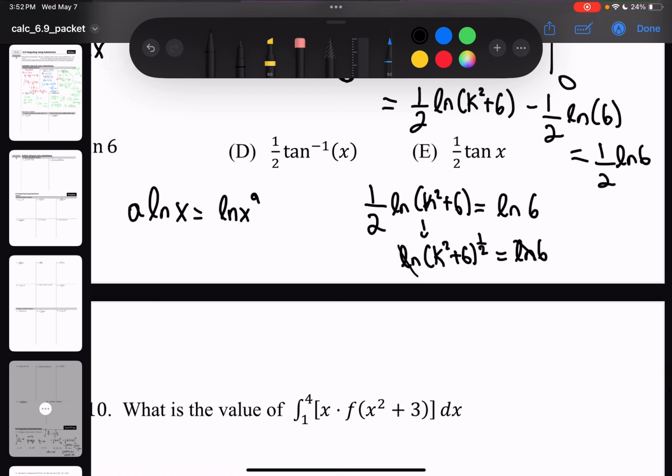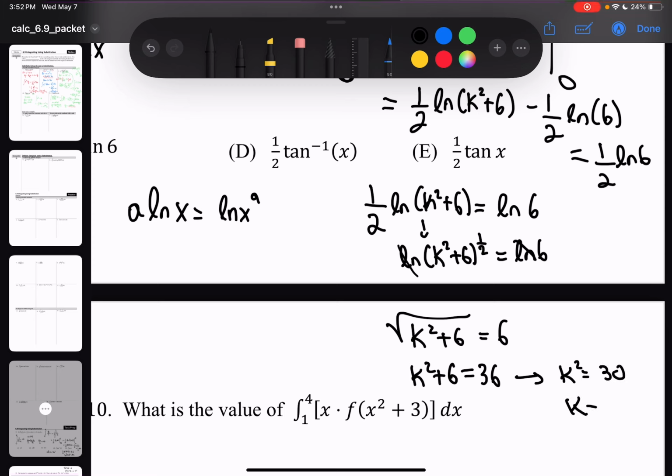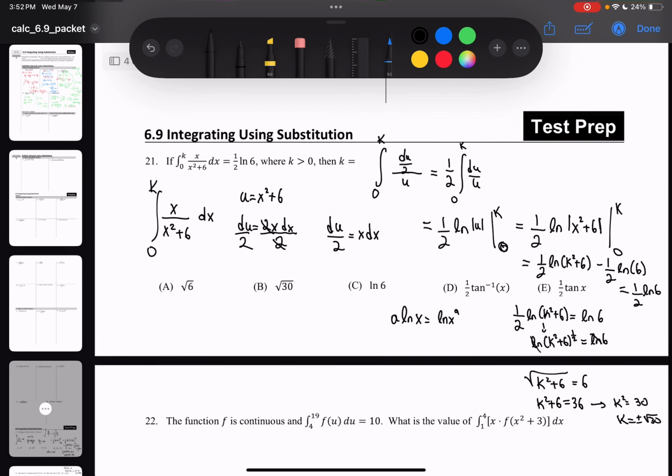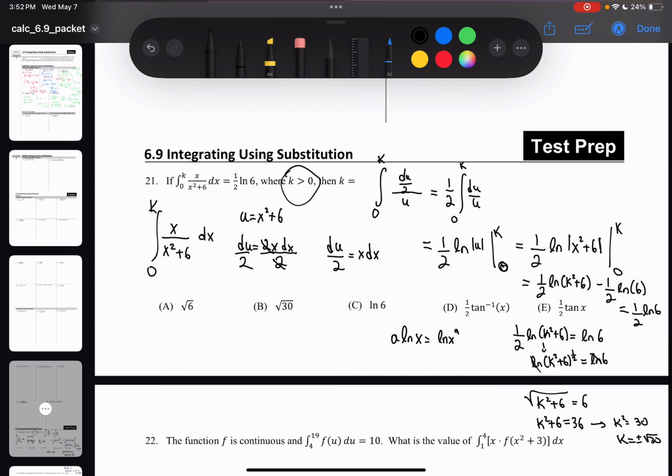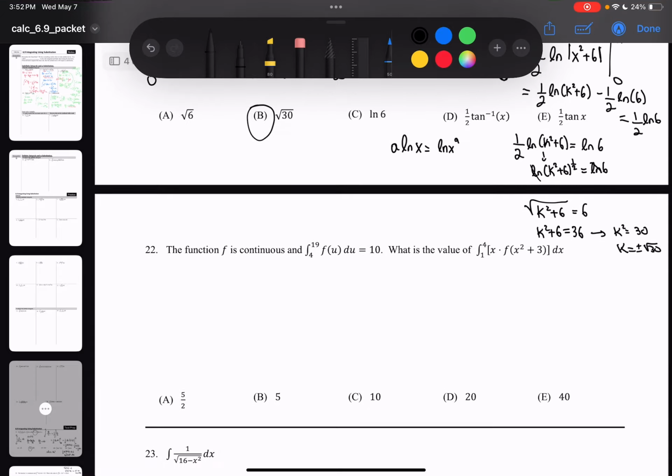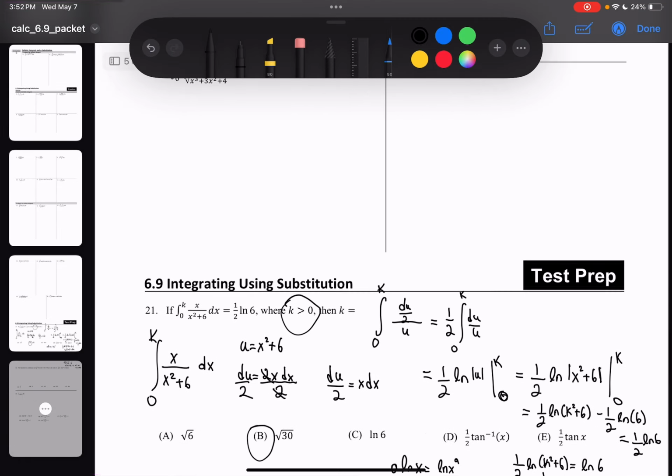To the power of half, it's essentially a square root. So square root of k squared plus 6 equals 6. Raise everything to the power of 2. So k squared plus 6 equals 36. So k squared is equal to 30. K is equal to plus or minus square root of 30. In this case, because they said k is positive, that means k is definitely square root of 30 and not minus square root of 30. So this is one question for a higher order thinking question, guys.